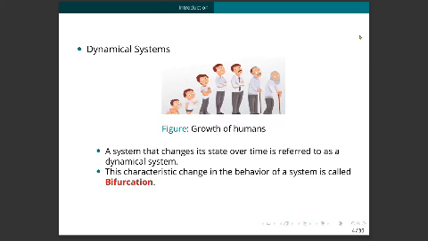So next is dynamical systems. A system that has the ability to change its state over time is referred to as a dynamical system. The figure shows the growth of humans, which can be considered as a simple and easily understandable example for a dynamical system. And this characteristic change can be termed as bifurcation.